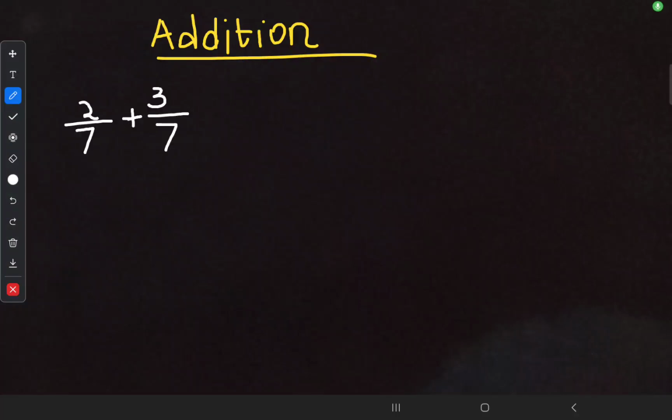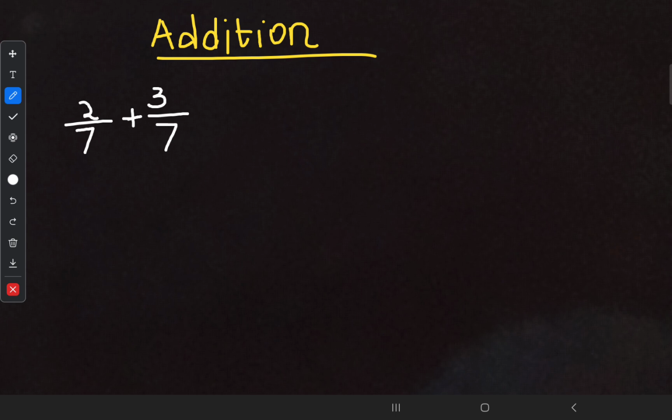We are going to discuss additions in fractions. There are three kinds of additions under fractions: first, same denominator; second, different denominator; and third, mixed fractions. We are going to analyze how to add a fraction with another fraction in different manners.